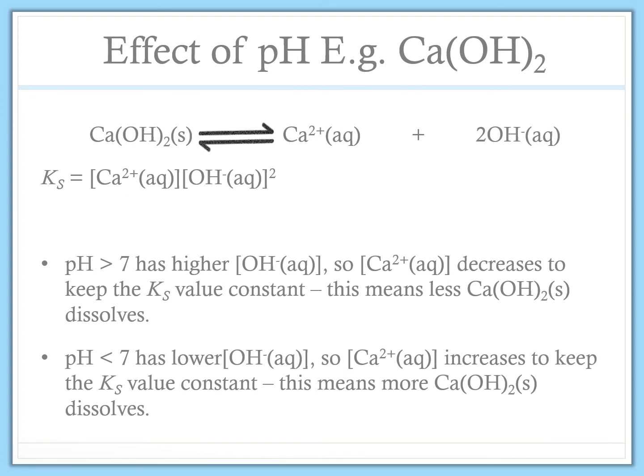Here's an example. Calcium hydroxide is in equilibrium with calcium and hydroxide, with a Ksp that we can calculate right here. If the pH is greater than 7, the concentration of calcium will decrease to keep the Ksp constant. And if it is less than 7, then the concentration of calcium will increase. Basically, it's not a phenomenon you haven't seen before. It's just reminding you that pH means concentration of hydroxide or concentration of H plus ions.